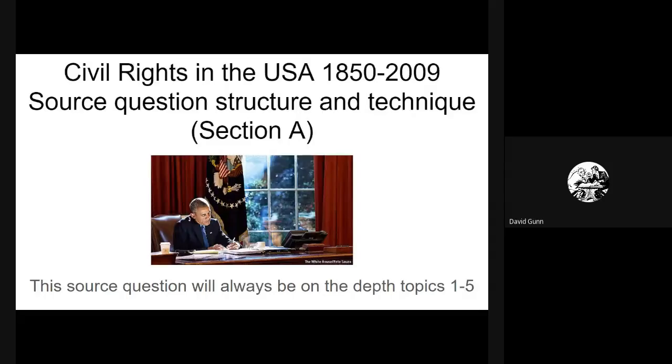Hello. In this video, I'm going to be talking through the source question structure and technique for paper 3, which is Civil Rights in the USA 1850 to 2009. This is section A of paper 3, so it's the first part of the paper. It's a compulsory section, so you don't have a choice in terms of what you answer here.